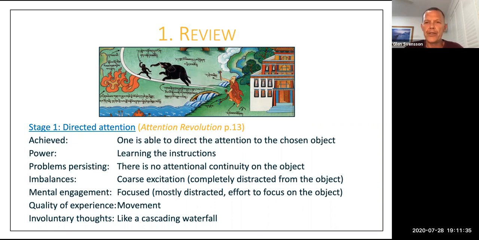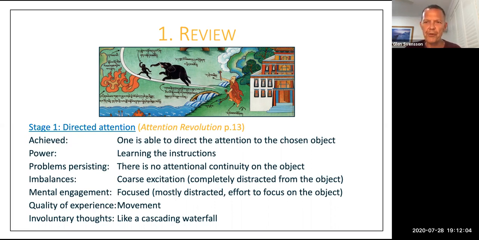of control. And so this first stage, called directed attention, is where we simply can focus on the object just for even just a couple of seconds. So that's what we achieve at the first stage. We can just hold the object for a couple of seconds, and then we completely get distracted. And we achieve that through the power of hearing, of listening to instructions, learning the instructions, how to do this practice, and then we engage in the practice.